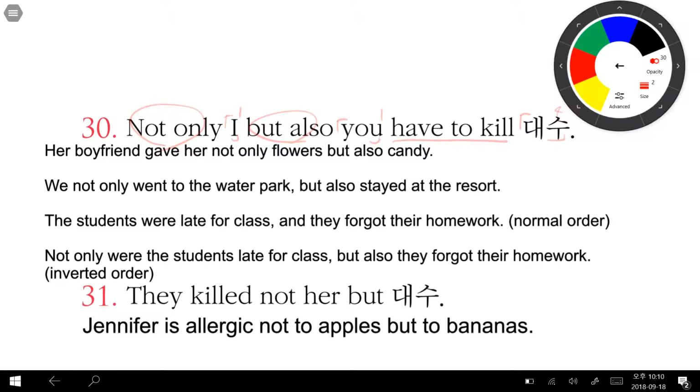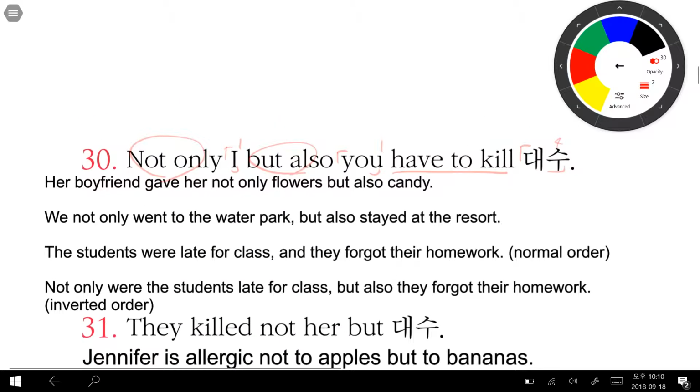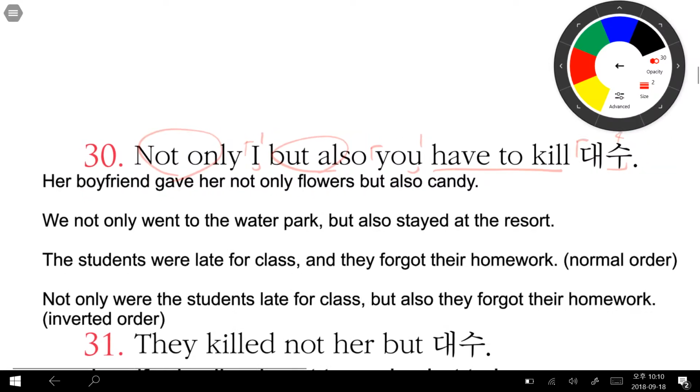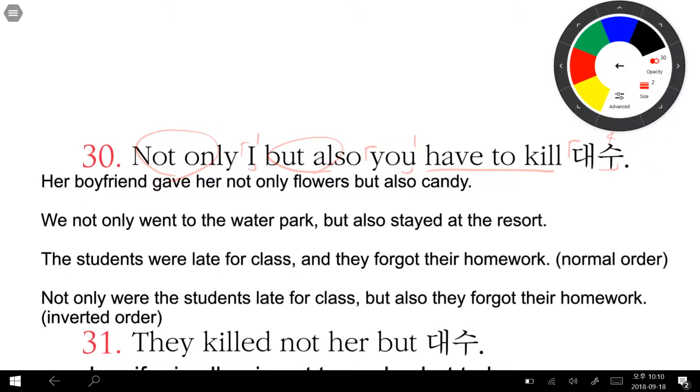We use this structure to emphasize the part after also. So the speaker in sentence 30 wants to emphasize that you also have to kill Desu. Here are two more examples with this structure. Notice that the connected parts are grammatically equal.